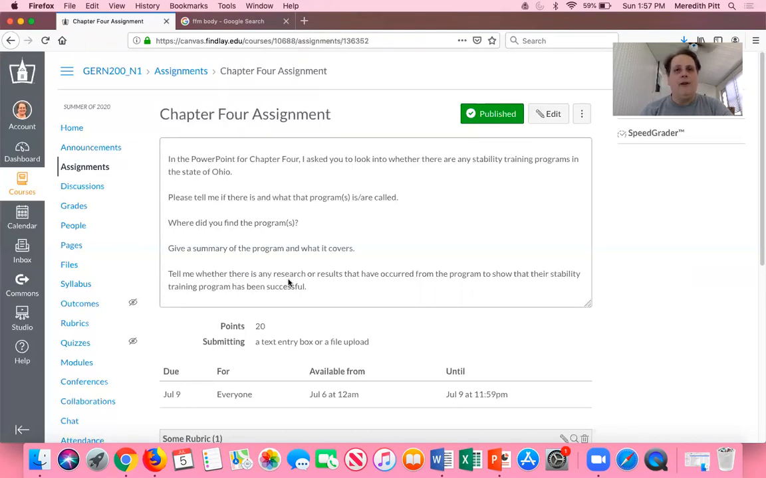But mind you, remember, this is not go out to EBSCO and find yourself 5 research articles. That's not what this is about. Look on the site to see if they have anything cited, okay? All right, so that's chapter 4.